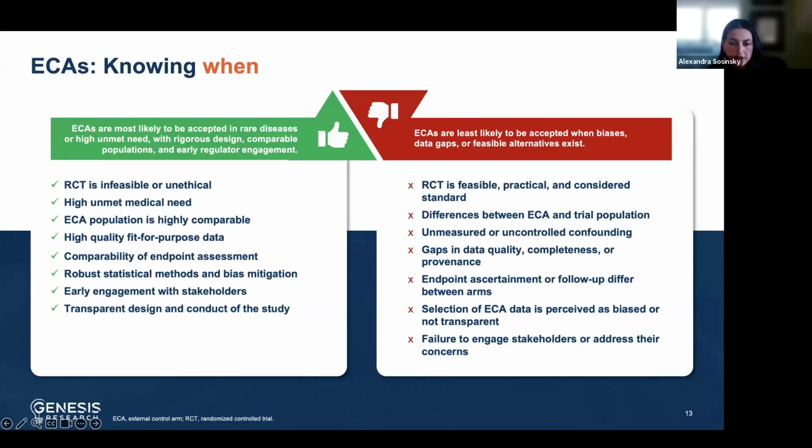If data selection isn't transparent or stakeholders aren't engaged, likelihood of acceptance can also drop. In short, ECAs work best when they fill a necessary gap in evidence, are rigorously designed, and are paired with clear early communication with stakeholders. As you think about pursuing an ECA, remember that success depends not only on whether you can feasibly use one, but also whether you've proactively addressed all four cornerstones we've discussed today to overcome the most common criticisms and challenges.